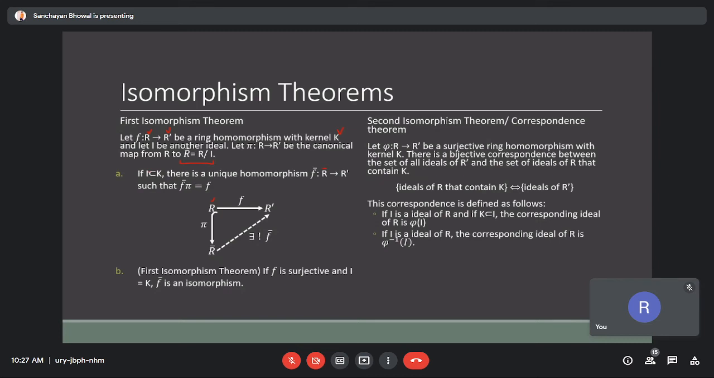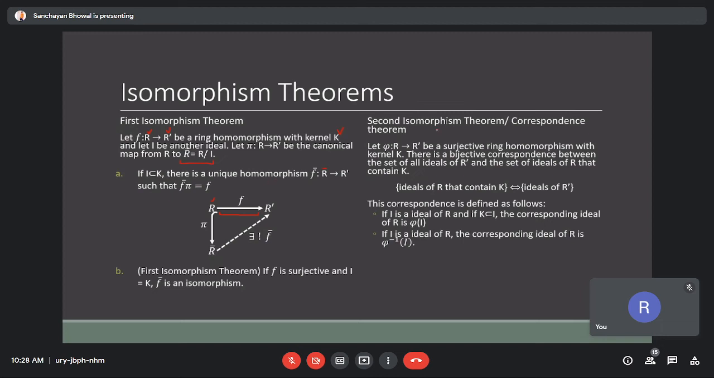Now, if I is equal to K, and this F is surjective, then we can say that this F bar is an isomorphism. That is, R bar is isomorphic to R dash. Or we can say that R mod kernel of F is isomorphic to R dash.